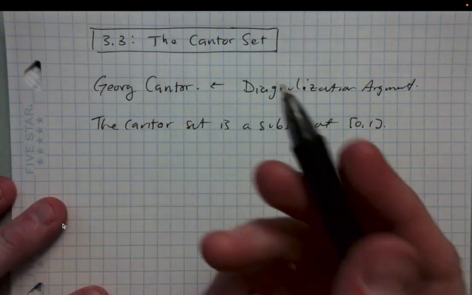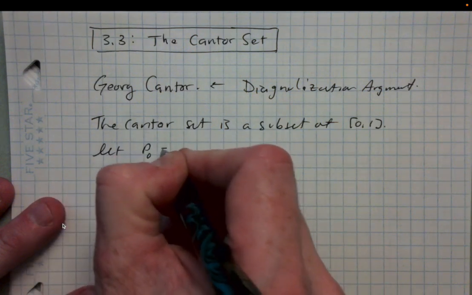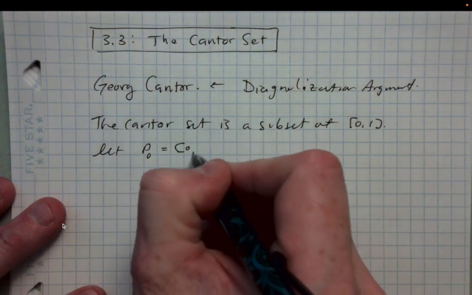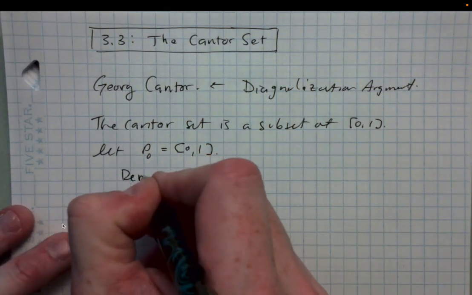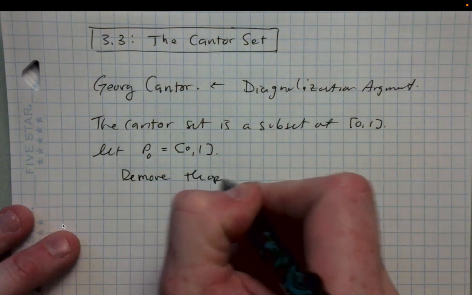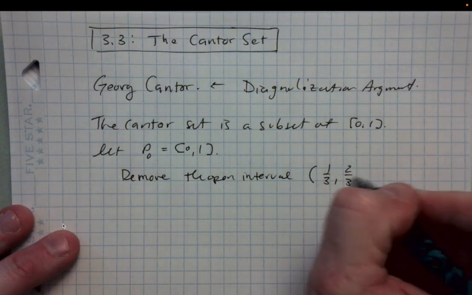We're going to use notation here that I think is pretty convenient. We're going to let P0 equal [0, 1]. This is your starting point. Now we're going to iteratively build the Cantor set by removing sections of this interval in a very structured way. From P0, we want to remove the middle third open interval. So we're going to remove the open interval (1/3, 2/3).